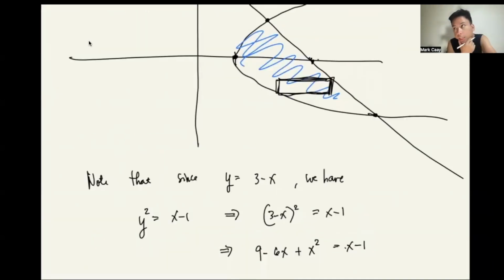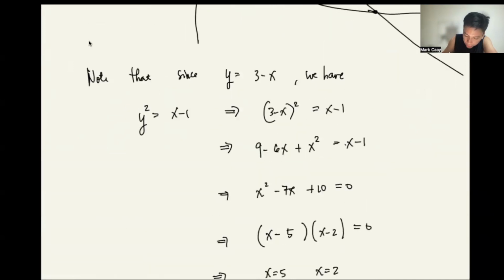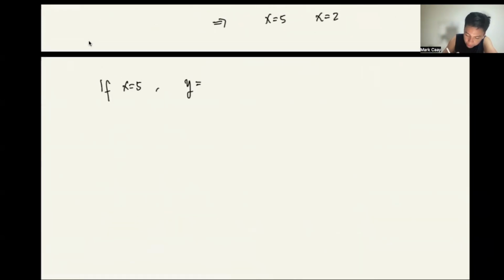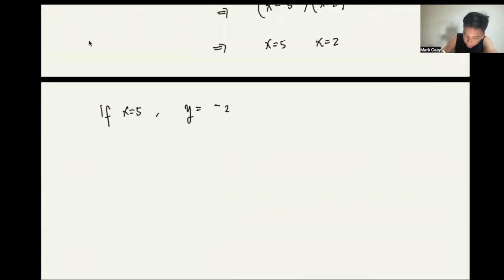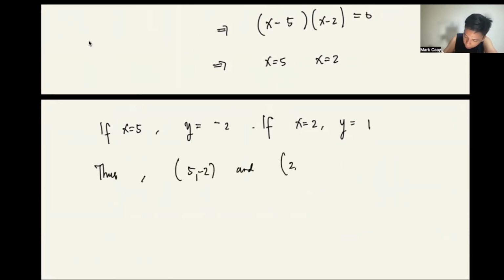Yan. Nakahiga siya, so a change of y. So kailangan natin kunin yung value ni y. If x equals 5, anong mangyayari kay y? Y is equal to 3 minus x. Y is equal to negative 2. Okay. If x equals 2, y is, so 3 minus x, so that is 1. Thus, yung point of intersection mo is 5, negative 2, and 2, 1 are the points of intersection.